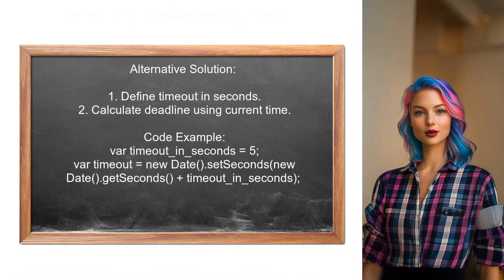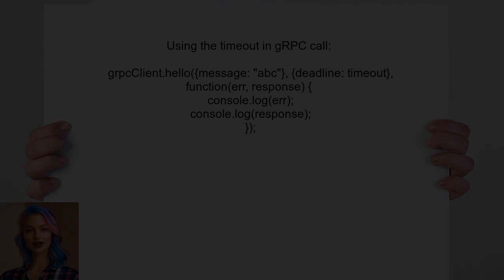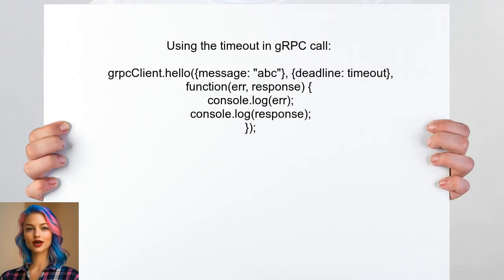An alternative solution provided by a user involves setting a timeout for the gRPC call. They define a timeout in seconds and calculate the deadline using the current time plus the timeout duration. Then, they use this deadline in the gRPC client call, ensuring that the call respects the timeout. This way, if the server does not respond in time, the client will handle the situation appropriately.